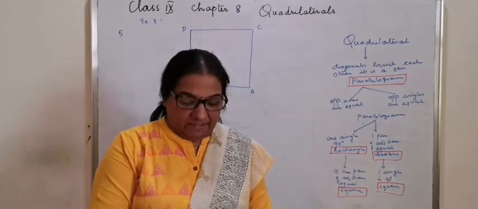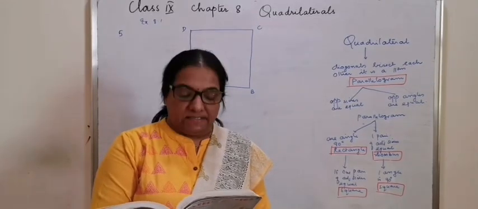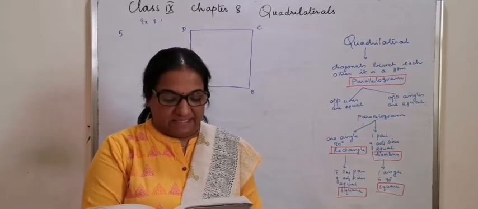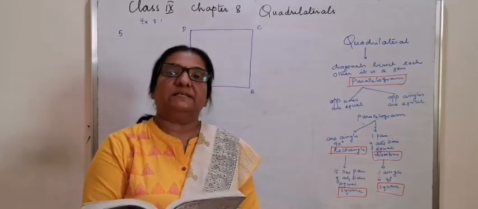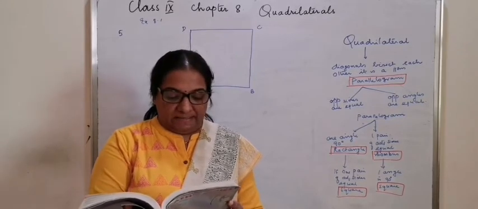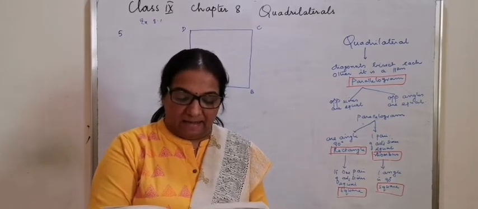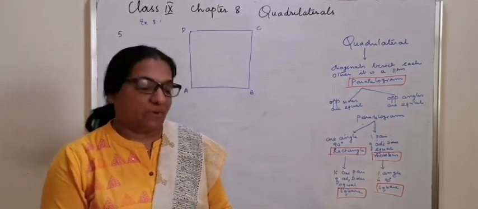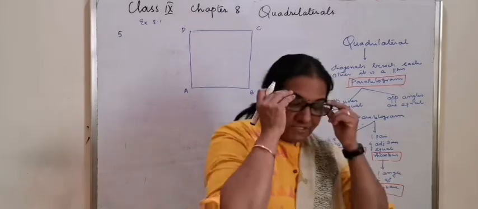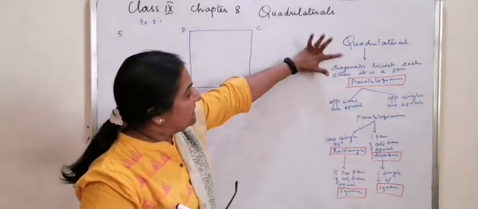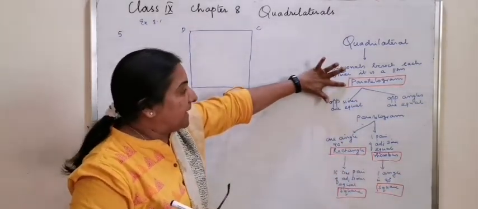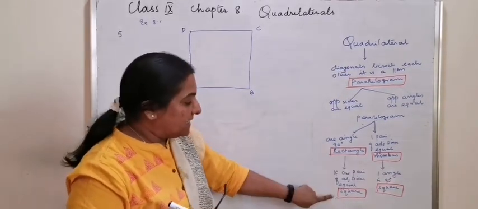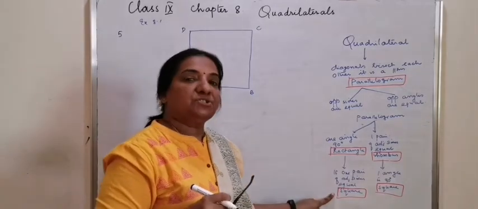Question number 5. Show that if the diagonals of a quadrilateral are equal and bisect each other at right angles, it is a square. First of all, you have to prove the quadrilateral is a parallelogram, then prove that parallelogram is a rectangle, and then that rectangle has to be proved as a square.